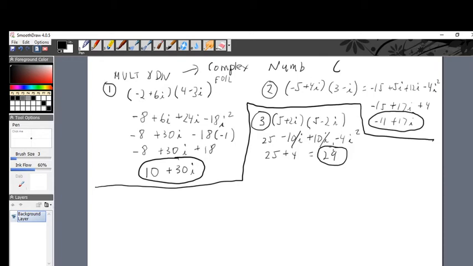And almost all the time, I don't know what an answer sheet will do to you, but I doubt they're going to put plus 0i there. So it's 29, and it stays 29, and the problem is over. That's extremely important. Okay, let's move on.